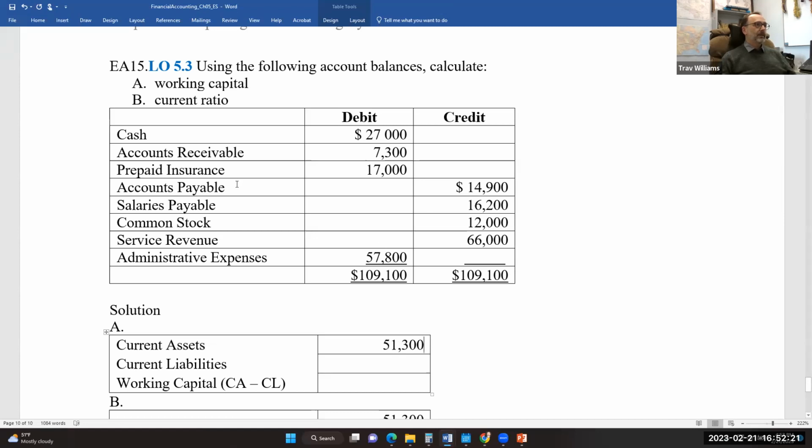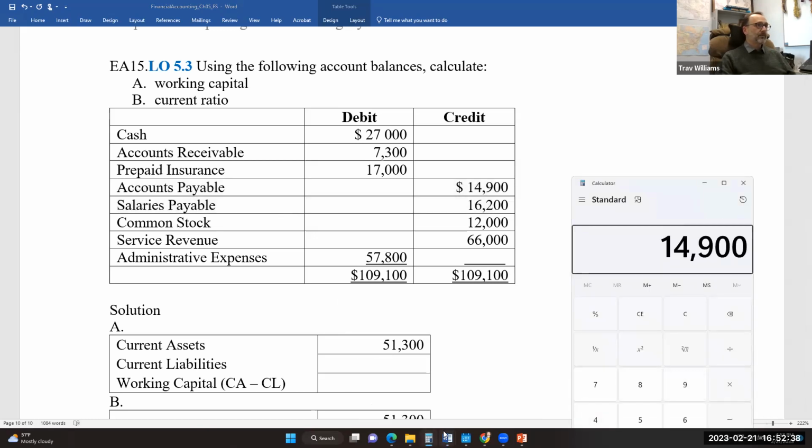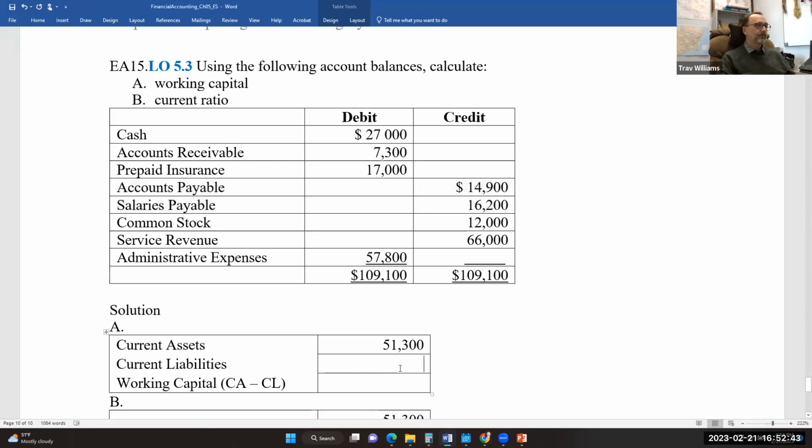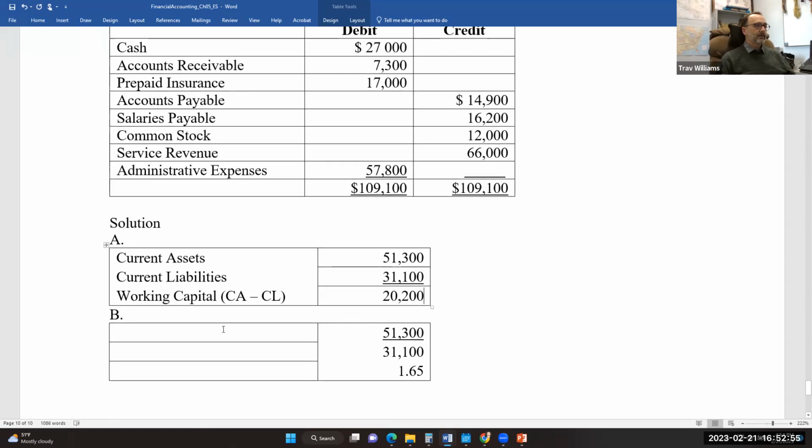What are the current liabilities? Well, that would be the accounts payable and salaries payable, right? Because common stock is equity. Service revenue increases equity. Expenses decrease equity. So the only liabilities here are accounts payable and salaries payable. 31,100. Oops. Okay, then we can subtract to get the working capital, 20,200. We can divide current assets by liabilities to get the current ratio.